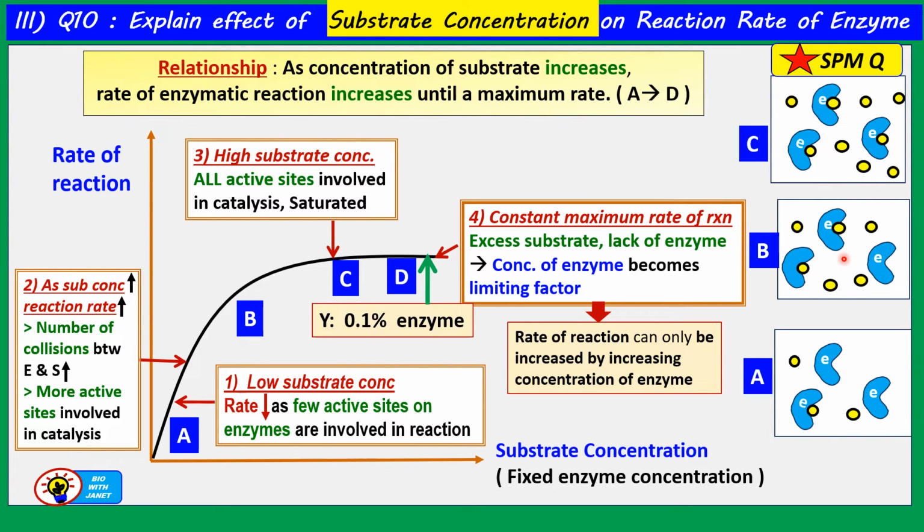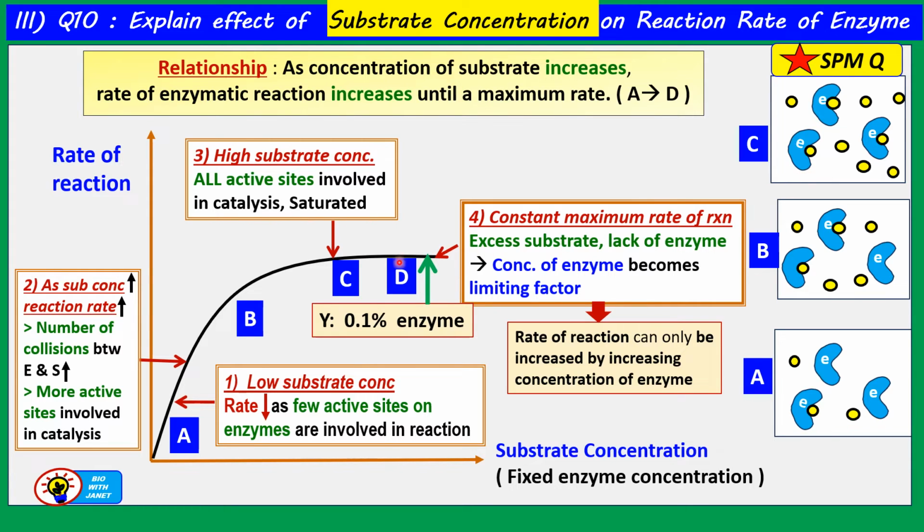There will be more collisions and more active sites involved in catalysis. Now, as the substrate concentration increases to this level here, the maximum level, a time will occur when all the active sites are fully involved in catalysis, and we say that the enzyme is saturated. Again, I can see here, we've added a lot more substrate molecules, or increased the substrate concentration in the mixture. So now the enzyme molecules are all actively involved in catalysis all the time. So that is at high substrate concentration.